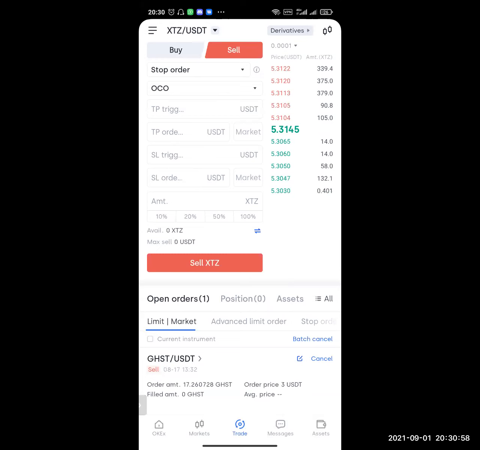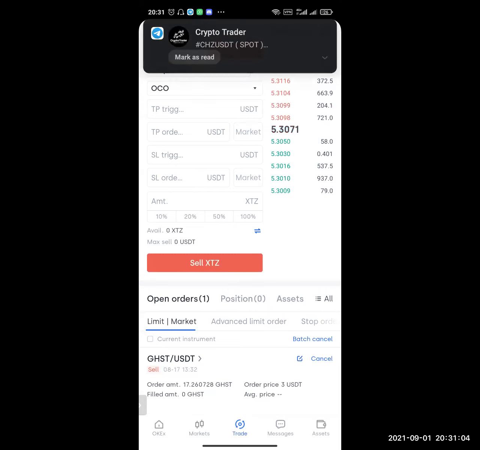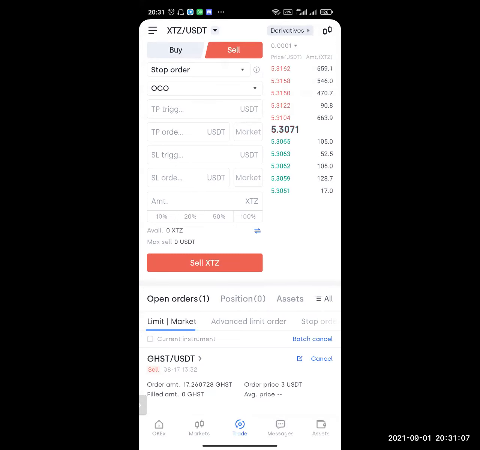You can set both stop loss and take profit. The first one is the take profit trigger price, take profit order, then stop loss trigger price, stop loss order. You can set at what price you want to take profit. And let us use Tezos for example now. You bought the coin at $3 and your expected profit is $6. At $6, that's 100%.